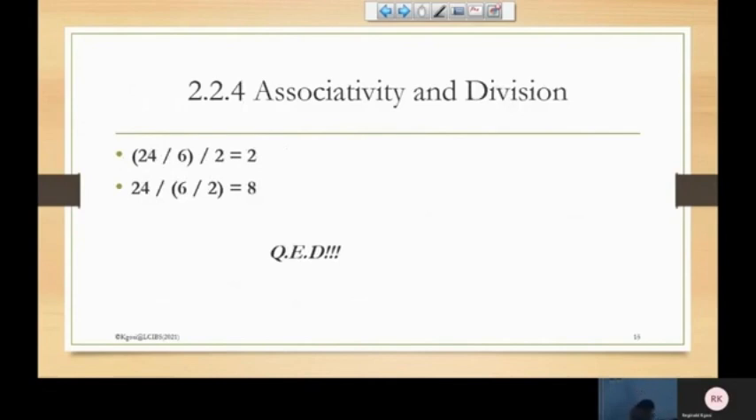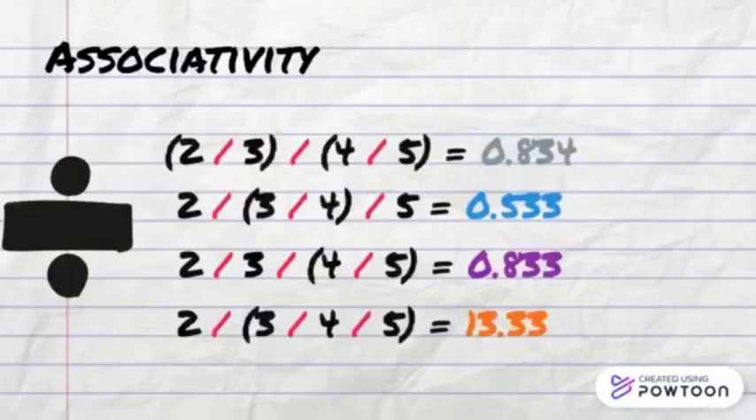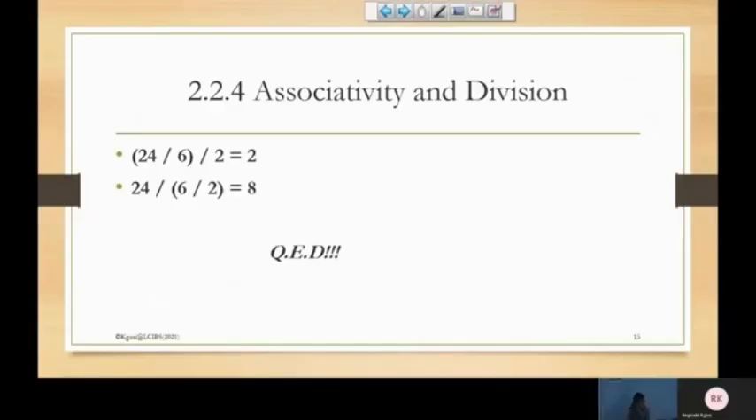Then finally with the division there, remember you don't change the position or the sequence of the numbers. What you simply do instead is you change the position of the brackets. The first one there, 24 divided by 6. Then after getting the answer of 24 divided by 6, you divide that again by 2. 24 divided by 6, we see there is 4. Then you divide that 4 by 2, you get the answer being 2.